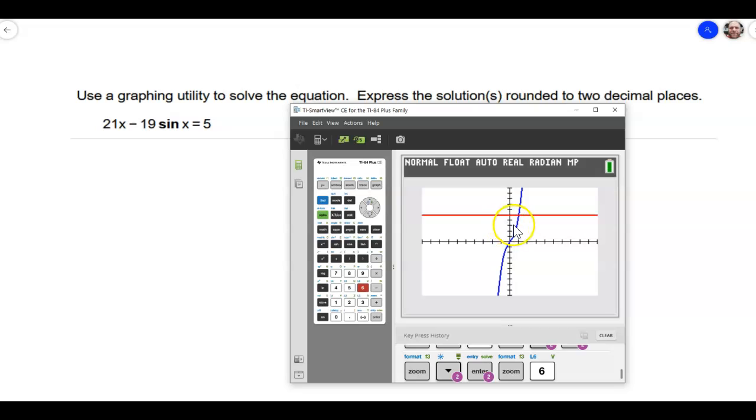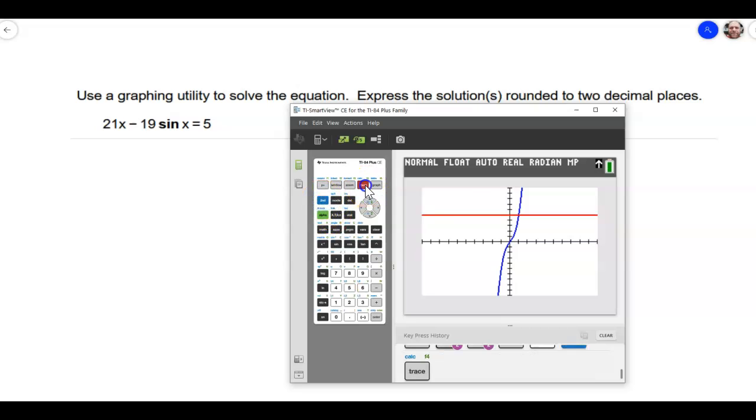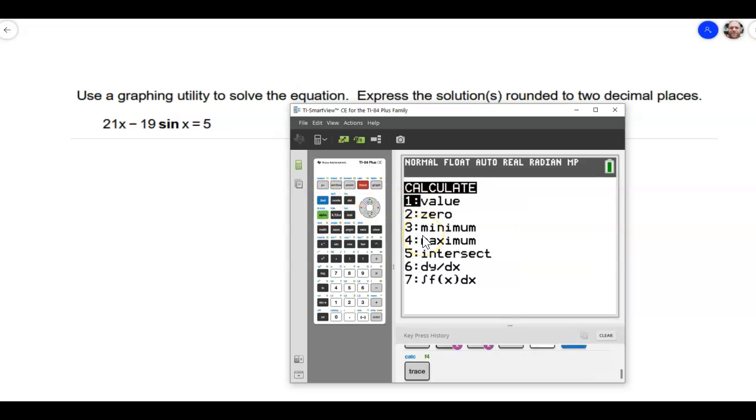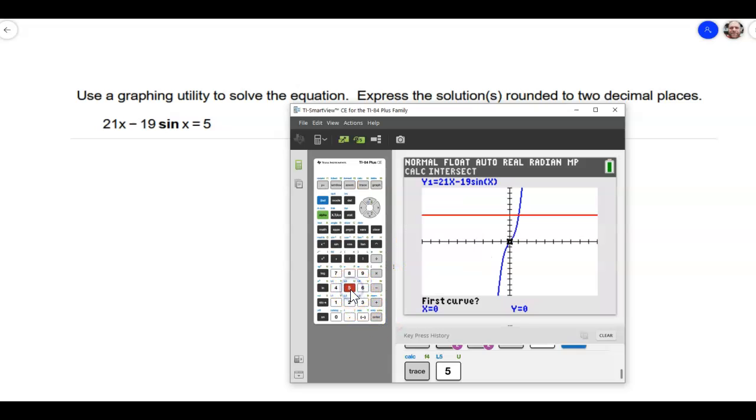And what I'm trying to do is find the x value of where these two things intersect, and I can do that by using the calculate function. It's right above the trace button. So in order to use that, I hit second trace, and the intersect is the number 5. So I'm going to hit 5, and it says the first curve. I'm going to say yes, that's my first curve. Hit enter. Second curve. Yep, that's my second curve. Hit enter. They ask me if I want to guess. No, I don't really want to guess.